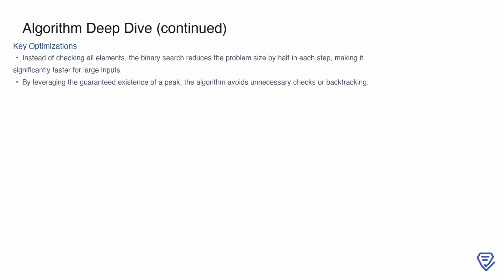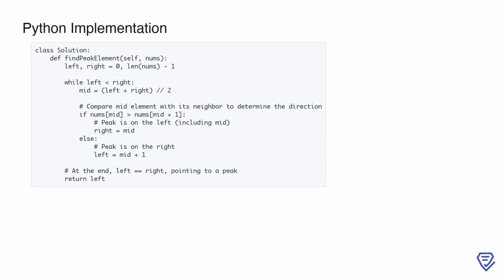This eliminates half of the search space in every step, making it significantly faster than the brute force method, especially for large input arrays. Additionally, the simplicity of the algorithm, which uses just a few variables and no extra data structures, ensures minimal overhead. This combination of speed and simplicity makes the binary search approach the preferred solution for this problem. This solution uses a binary search approach to efficiently find a peak element in the array.